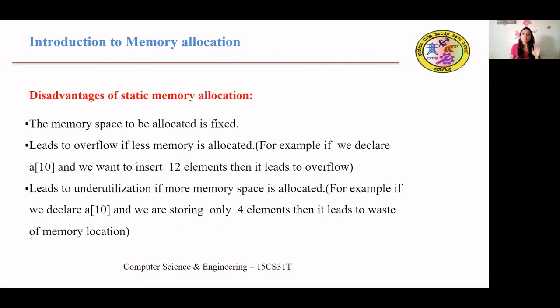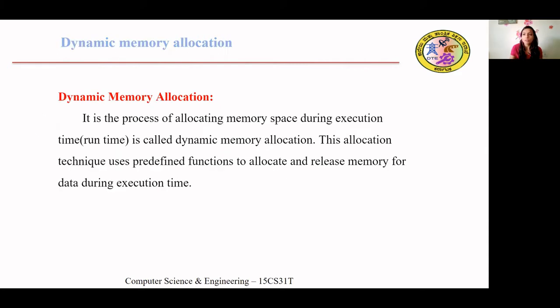So if you have 10 spaces and try to use 12, that case is known as overflow. And if you are underutilizing, if you have declared an array of size 10 and are using only 5, then there will be underutilization, and memory will be wasted. So that is a disadvantage of static memory allocation: the memory space is fixed. If you want to use more, overflow will happen. If you want to use less, underutilization of memory space will happen.